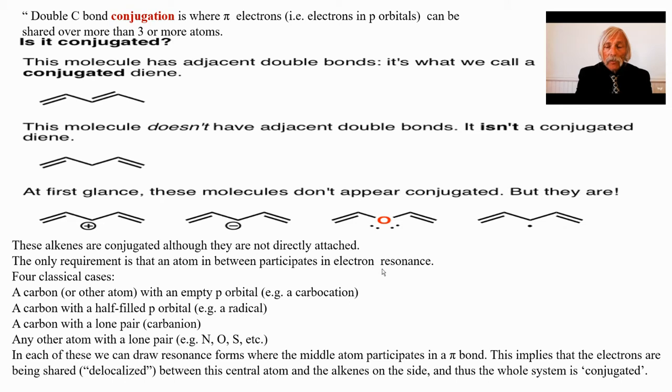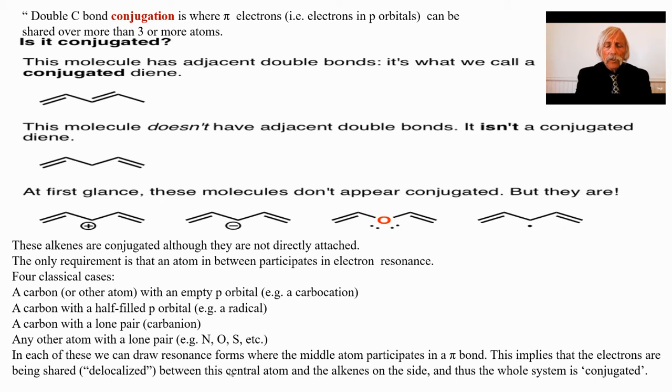They participate in what is known as electron resonance isomery, and there are four classical cases, as I just said. A carbon or other atom with an empty p orbital, or a carbocation. A carbon with a half-filled p orbital, or a radical, shown here, right? An unpaired electron. That's what a radical is in chemistry. A carbon with a lone pair of electrons, that's a carbanion. And then any other atom with a lone pair, I showed you oxygen here, as an atomic structure within the fatty acid backbone.